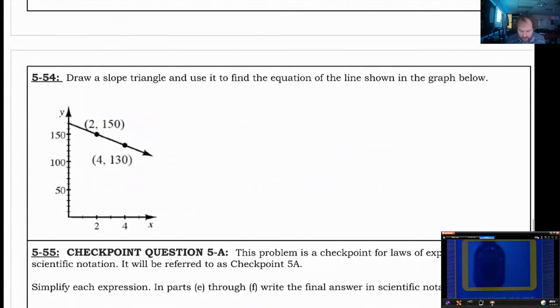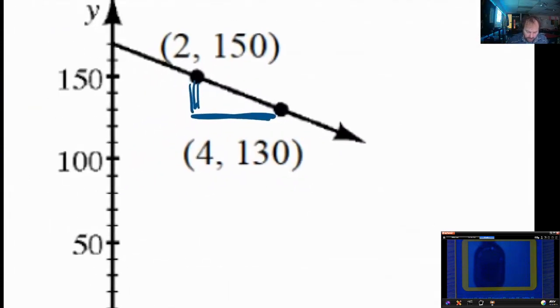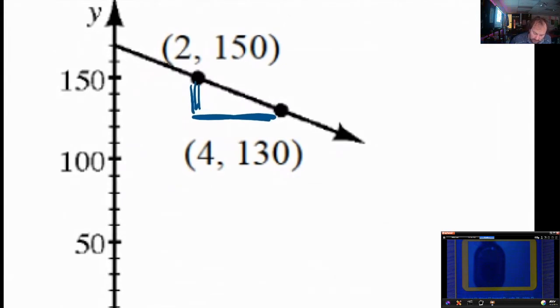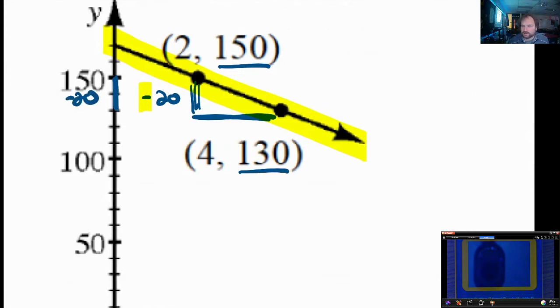Draw a slope triangle and use it to find the equation of the line in the graph below. So the slope triangle would look like this right here. Just be careful when you're thinking about your change in y and your change in x. The change in y here is going to be negative 20. I can tell you that it's negative because I know the line is going down to the left there, so it's got a negative slope. The negative 20 comes from the fact that it is going from 150 to 130. And over here on this scale right there, that is a change of negative 20. Because look at the scale, it's going up by tens.